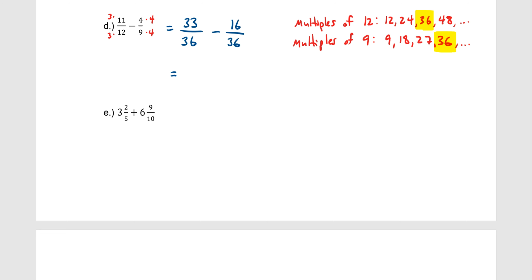So now we have common denominators, so we just have to subtract the numerators here. And 33 minus 16 gives us 17. So it's 17 over 36. It cannot be reduced any further, so we are done with that one.